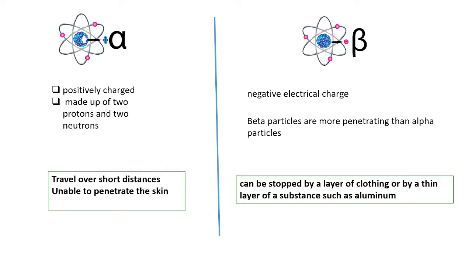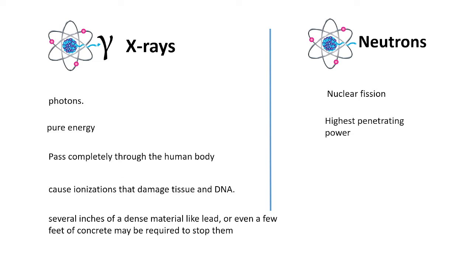On the other hand, we have beta particles, which are negatively charged and very light in nature, since they are made up of only electrons. The low energy beta particles can be stopped with a layer of clothing, and high energy beta particles can be stopped using a half inch sheet of aluminium. Moving on to X-rays and gamma rays. X-rays and gamma rays are pure energy since they do not have any mass, and they pass completely through the human body.